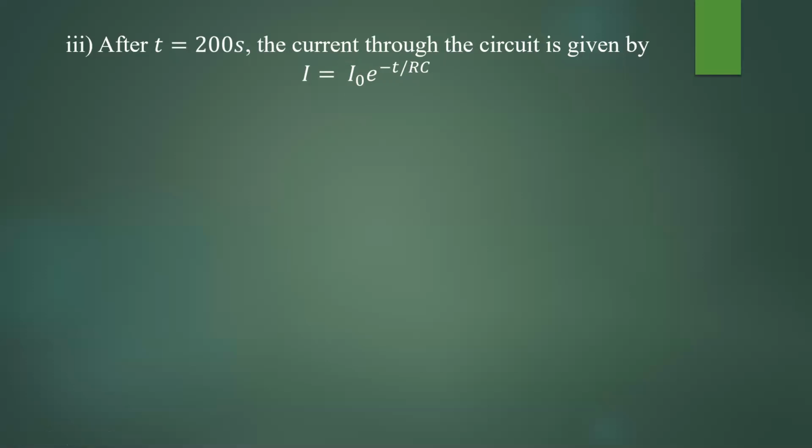The maximum current is given by V divided by R. I naught is given by V naught by R. What is V naught? V naught is the voltage of the battery. Therefore, you calculate this I naught. What is the voltage of the battery? That's 10 volt. What is the resistance value? It is 10 mega ohm.